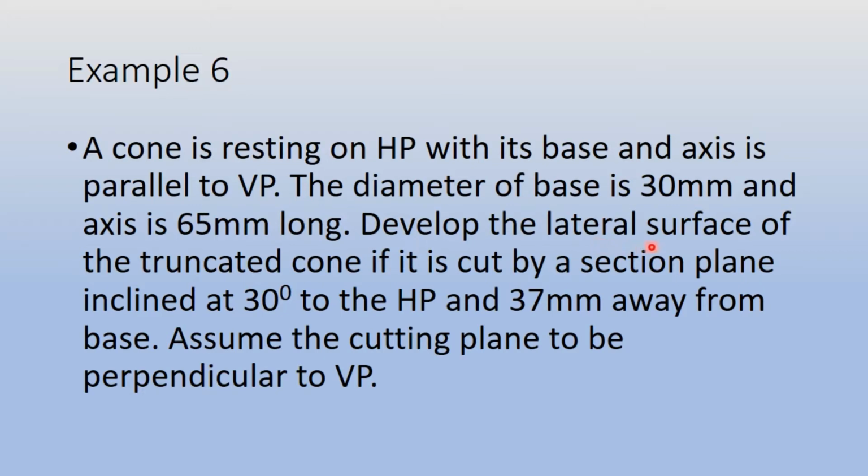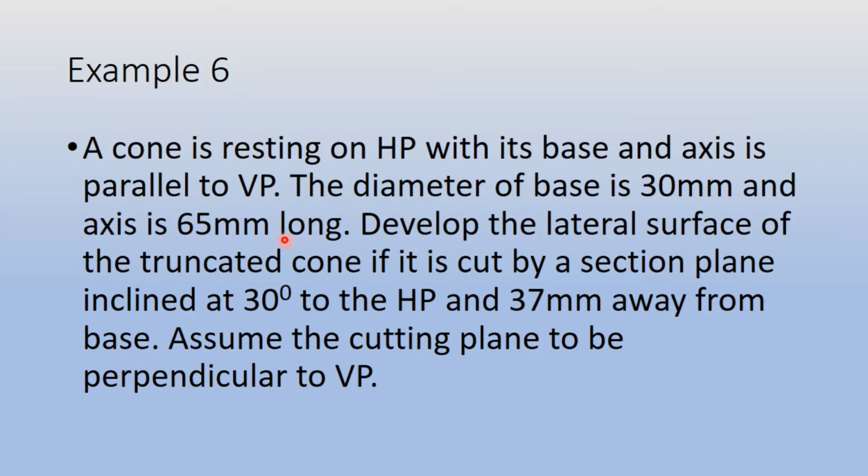And it is mentioned here we have to develop the lateral surface of the truncated cone. Truncated means a solid which has been cut. Here it is a cone, so the truncated cone, and the section plane is given at an angle of 30 degrees to the HP. So this is a case of inclined section plane, and the position of section plane is such that it is 37 mm away from the base.